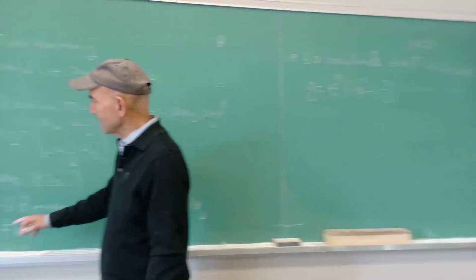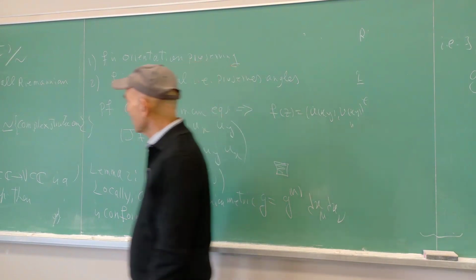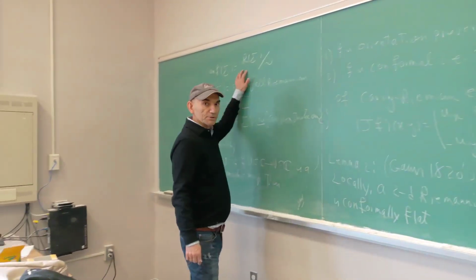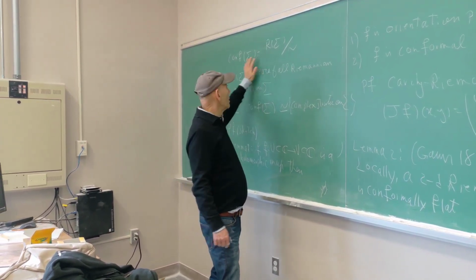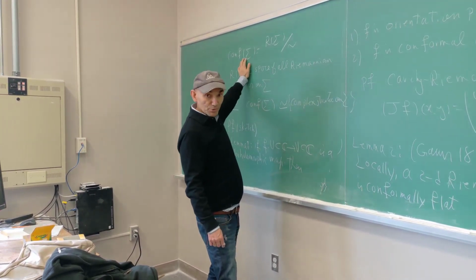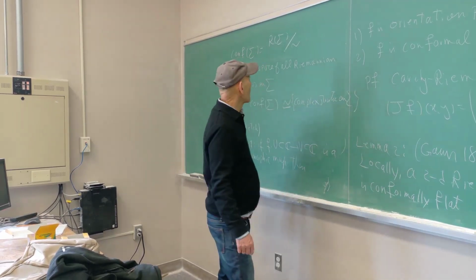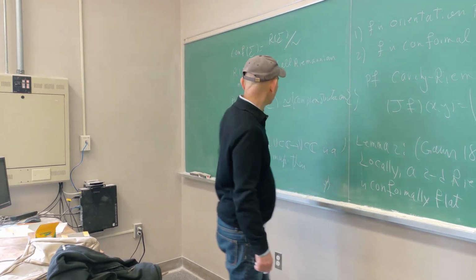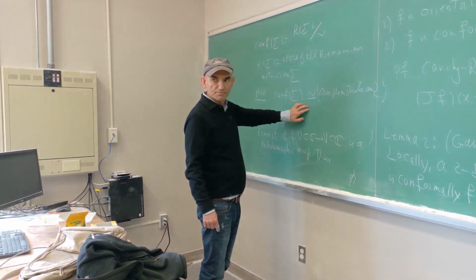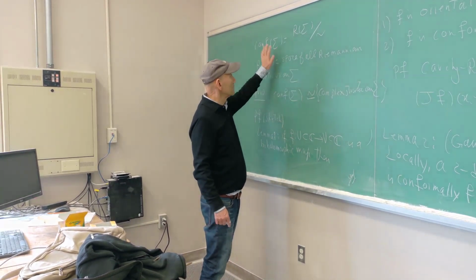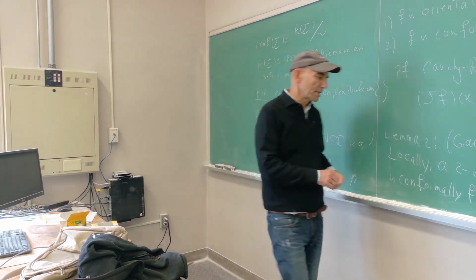So next time I'm going to use these two facts to prove that this statement is true, and this is our link between Riemannian metrics up to conformal equivalence and complex structures. This is more or less the definition.